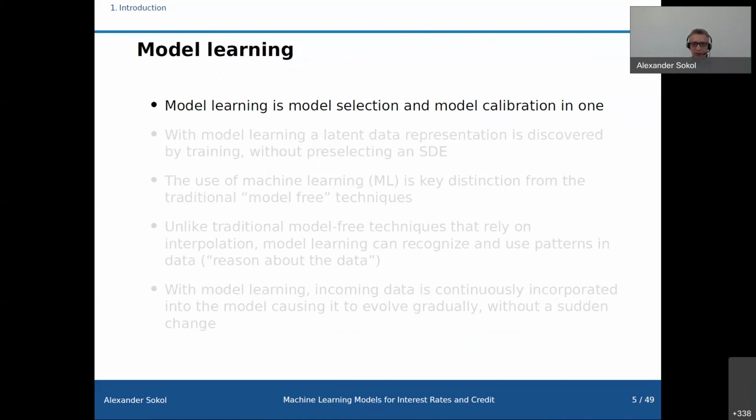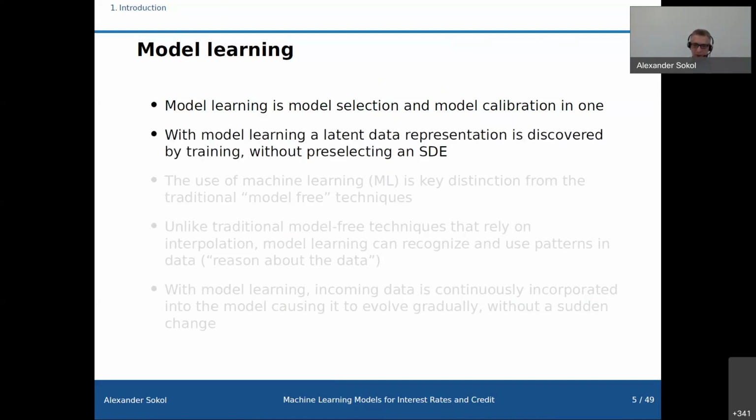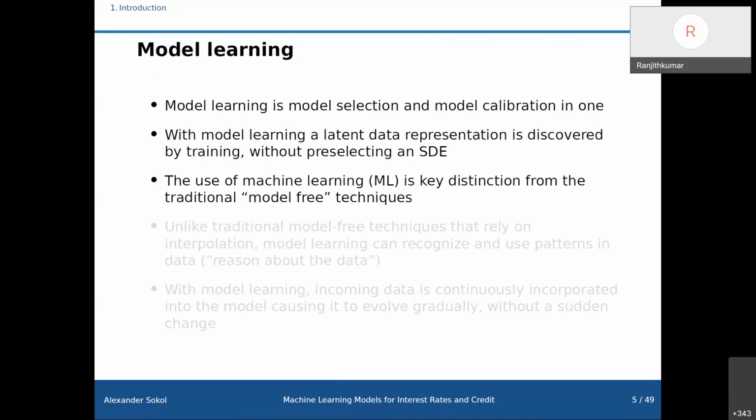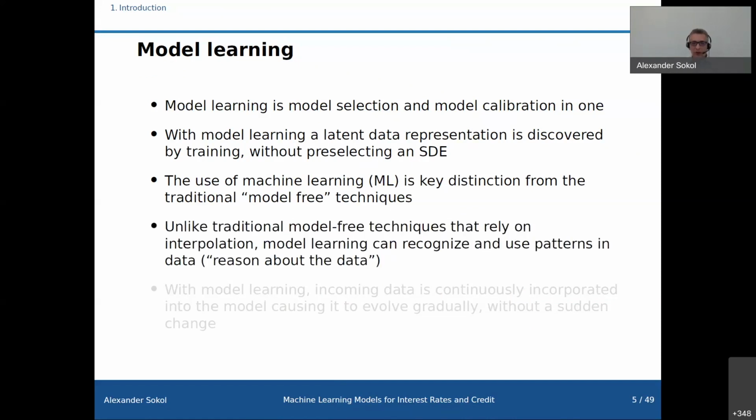Well, we believe that model learning is actually a better way, and model learning is the application of machine learning to the process of model selection and model calibration, which are rolled into one. So with model learning, a latent data representation is discovered by training without preselecting a model. The use of machine learning is a key distinction from traditional model-free techniques, and of course model-free calculations are not new. There have been papers on model-free derivatives pricing and various other approaches for the past decade at least or more.